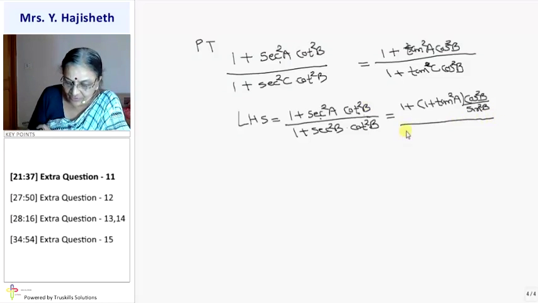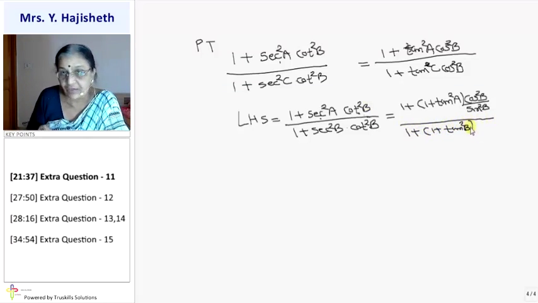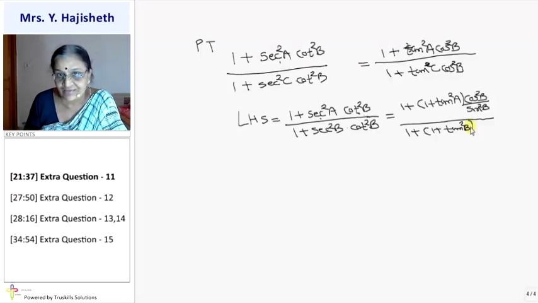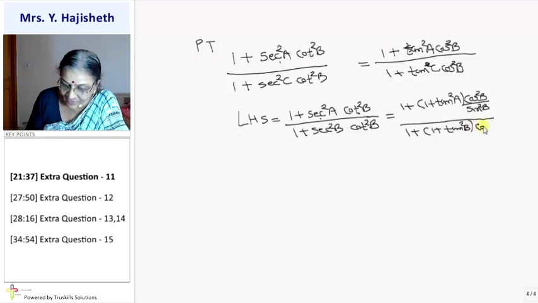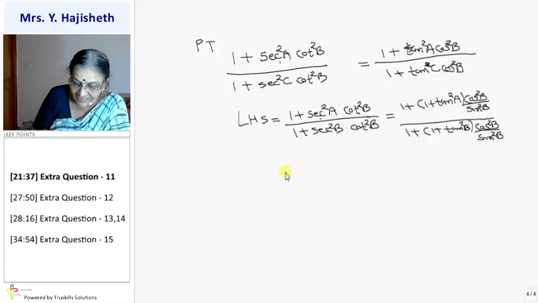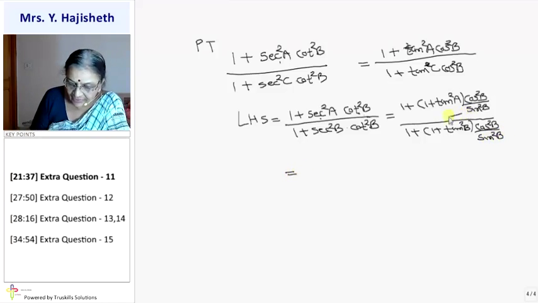Same way, for sec square C I write 1 plus tan square C, but for cot square B I won't write cosec square B minus 1, because that is not the requirement of my RHS. For cot square B, I write cos square B by sin square B. This is my first step, okay? Now my second step is to do cross multiplication.